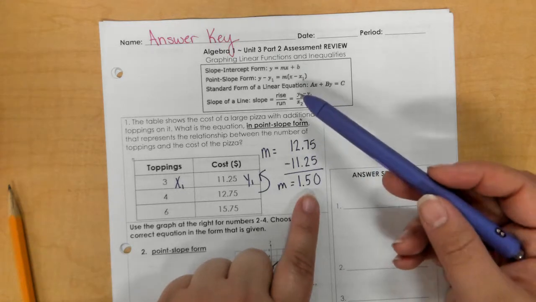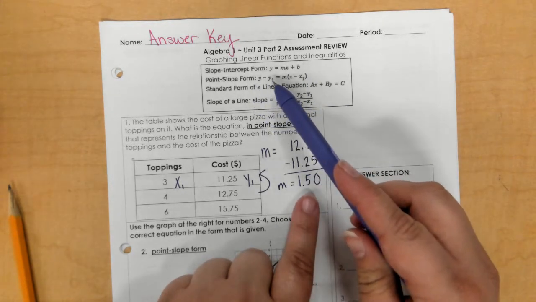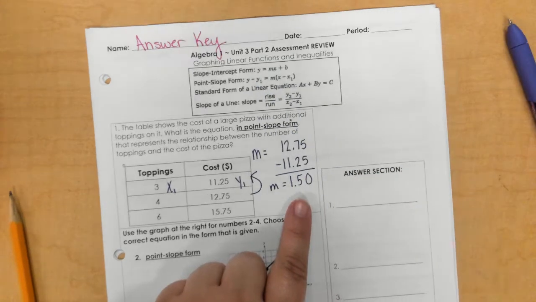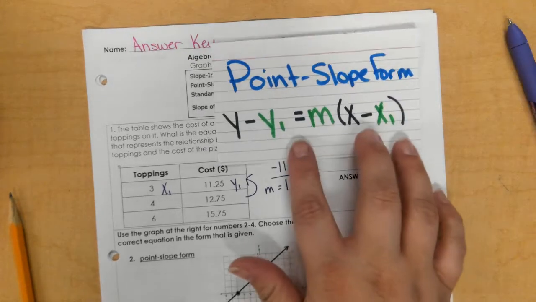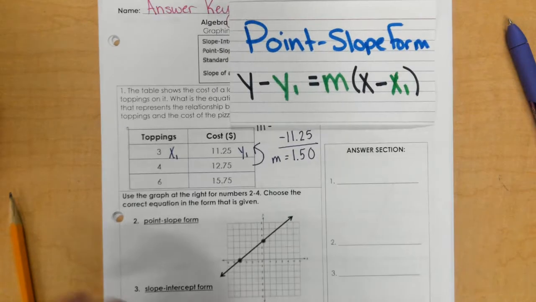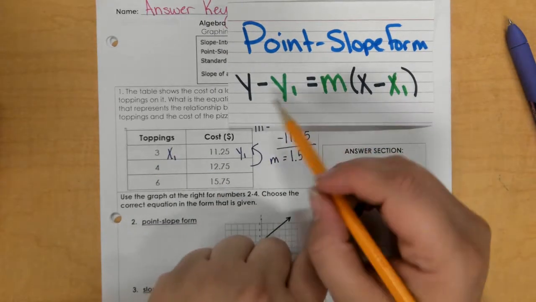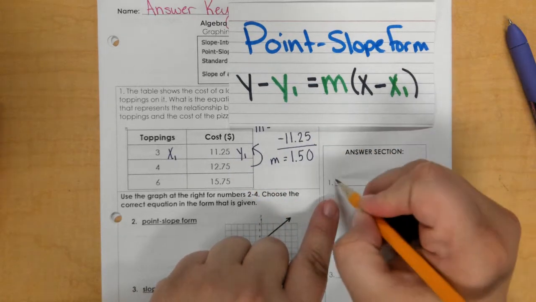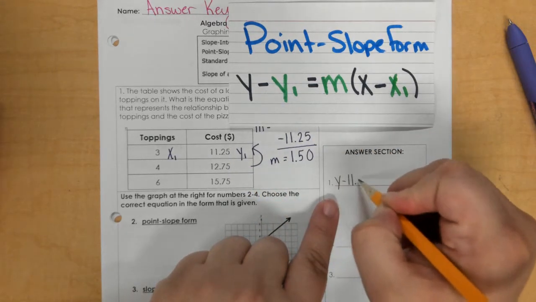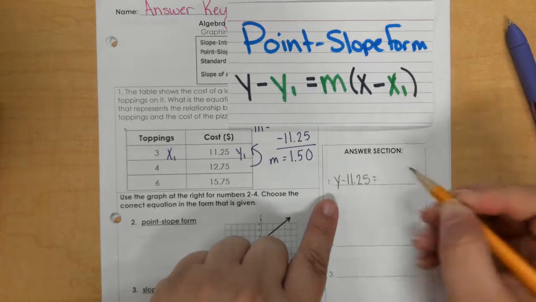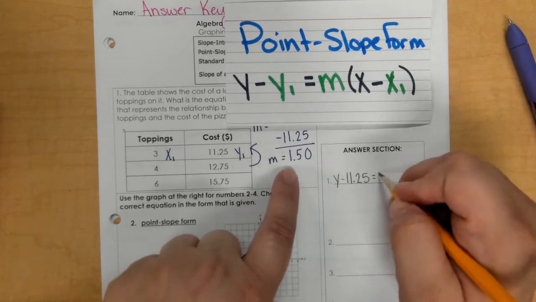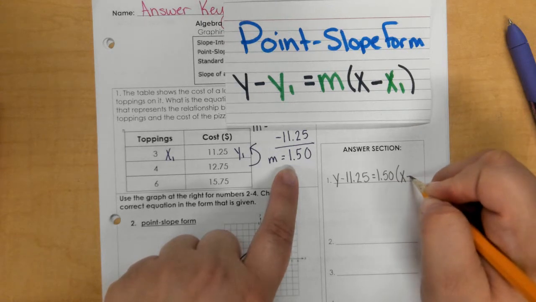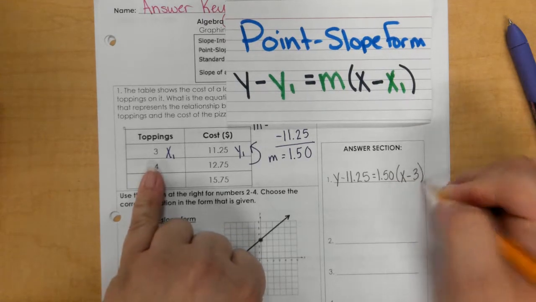Also at the top of this paper, it gives you point-slope form right here. I also have it written here just so it's a little bit easier to see. So for our answer, we're going to do y minus y1. Well, y1 we labeled 11.25. Our slope we found was 1.50. And then we have x minus x1, which is 3.